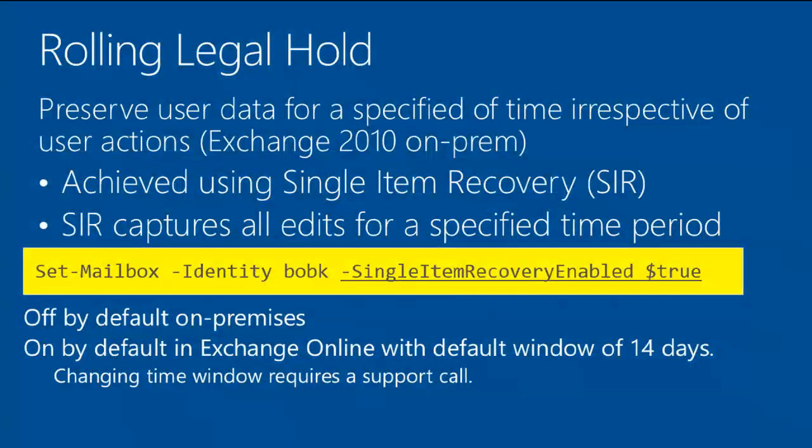Now, rolling legal hold, I'm going to quickly go over this. If you have Exchange 2010, you do not have in-place hold, right? So how do you do that? I want to retain items for 7 years. You do it using rolling legal hold. It's a term. It's implemented using single item recovery. Basically, you're setting your single item recovery period to 7 years. The only difference, I think, is when you do that, items are retained based on their deletion date, not based on their receive date.